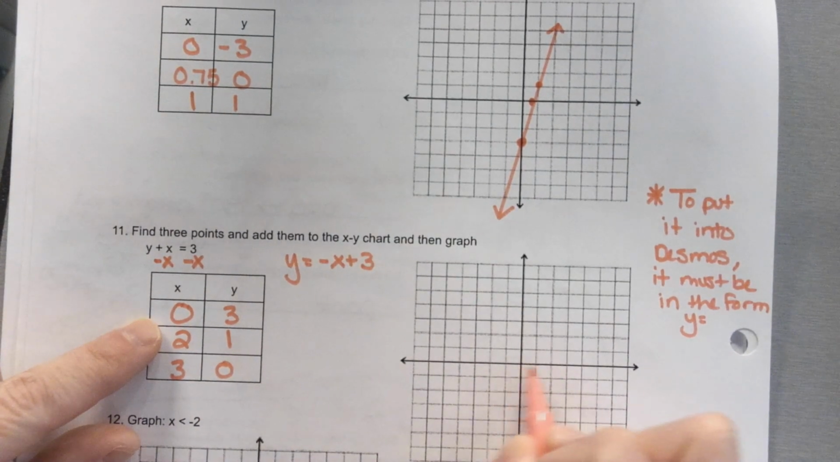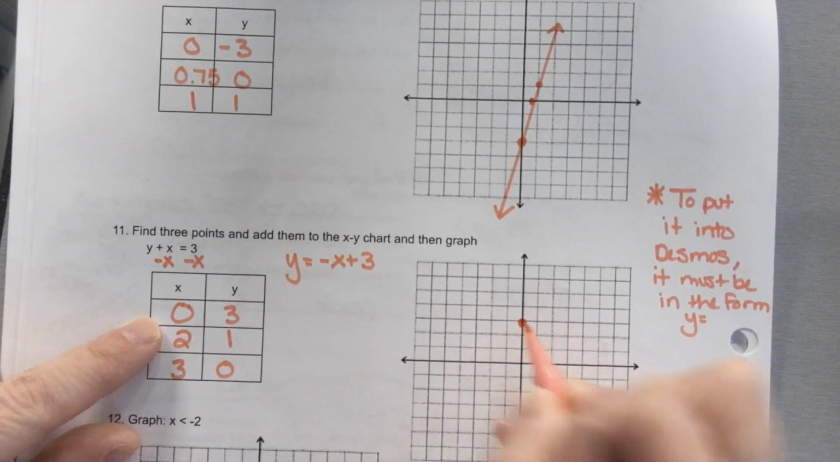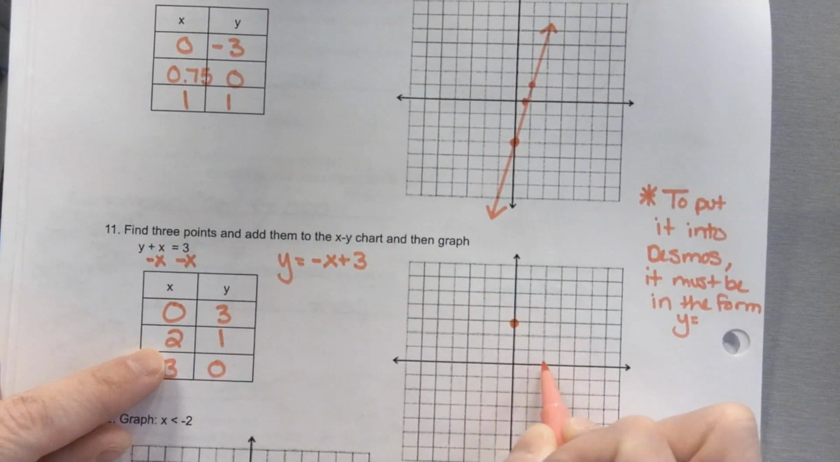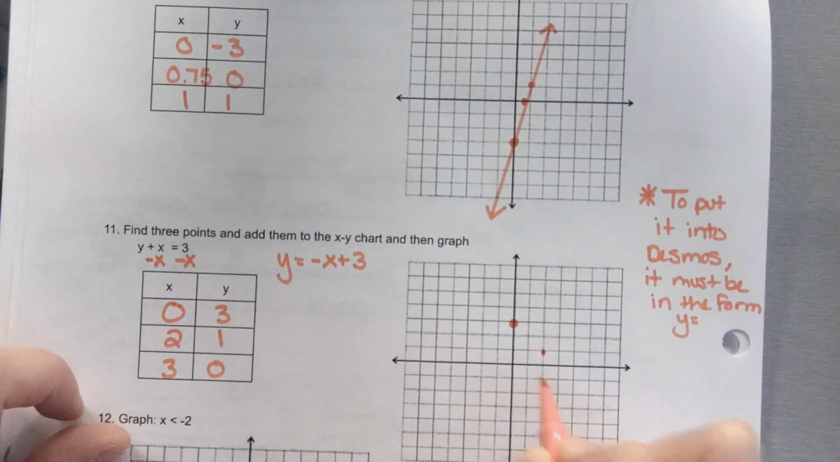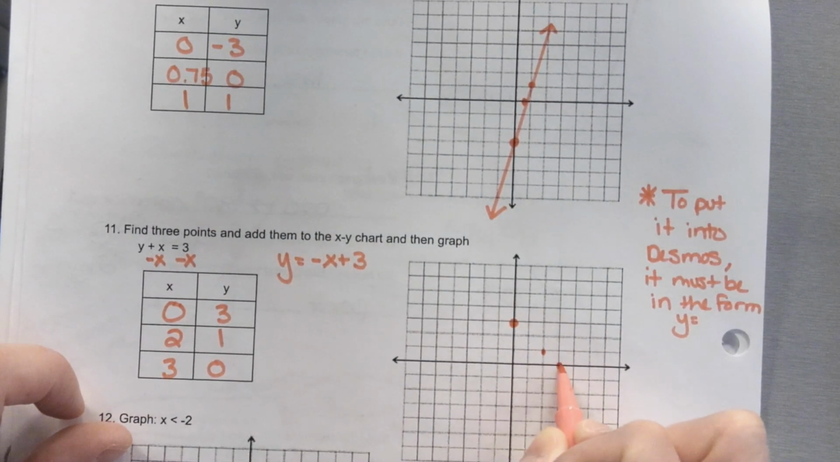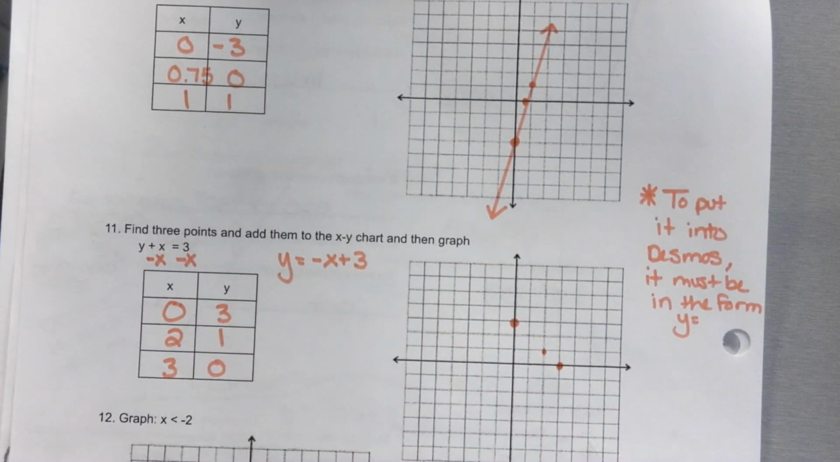So this point, I'm over 0, I'm up at 3. I'm over 2, I'm up at 1. And I'm over 3, I'm up at 0.